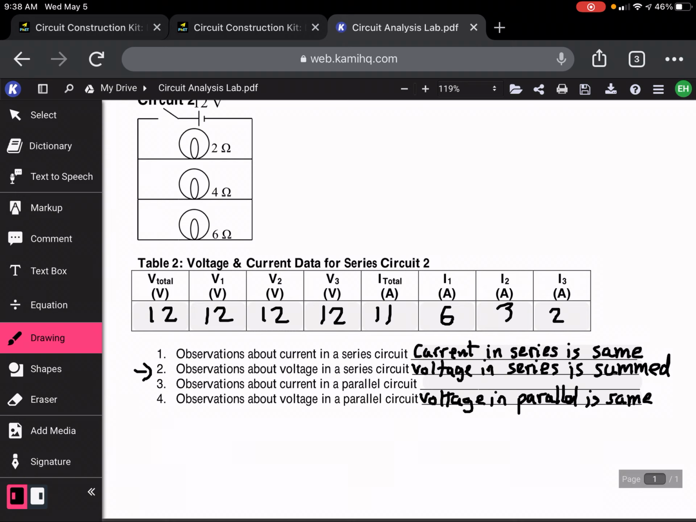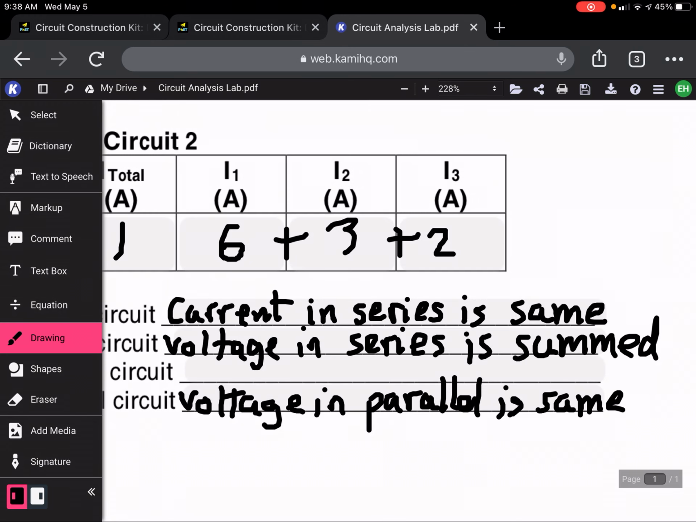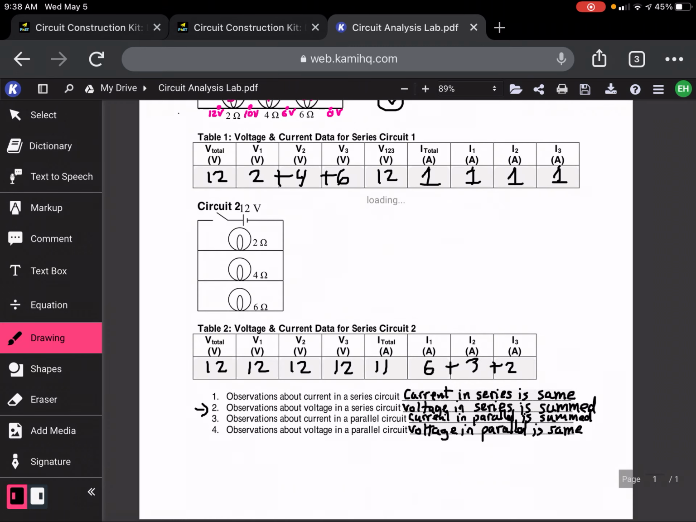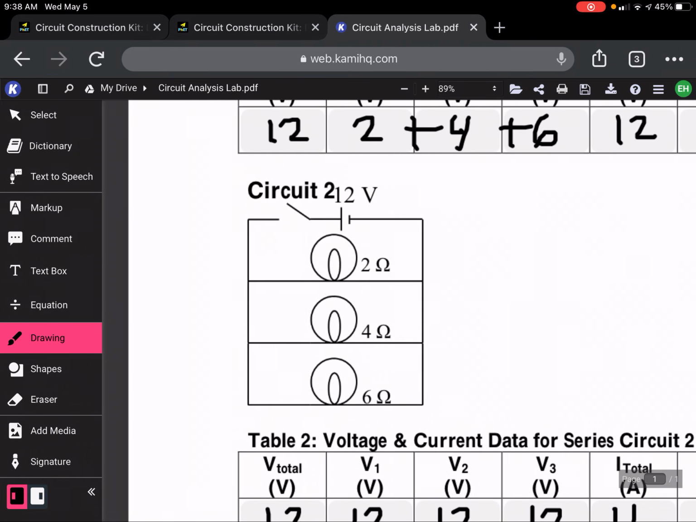Something I hope you notice about this is that the current that divides up in parallel circuits adds up together on the other side. 6 amps plus 3 amps plus 2 amps adds up to the total current of 11 amps. So we can say that current in parallel is summed. Now, let's go ahead and take a look at this diagram and break down why these observations hold.